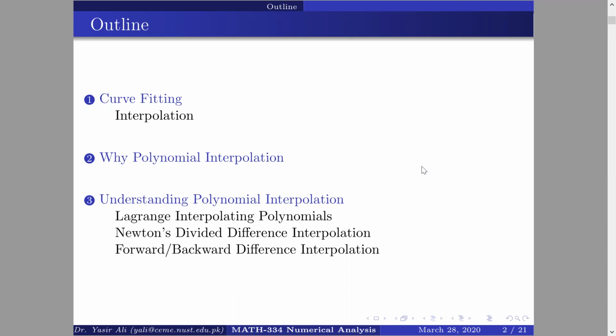The details of the methods listed here: Lagrange interpolation, Newton divided difference interpolation, and forward and backward difference interpolation will not be covered in this short video.